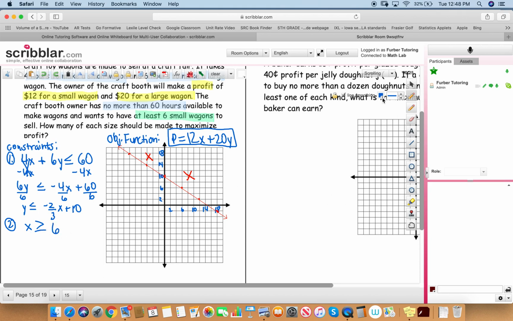That is a vertical line because x is by itself. That's a vertical line. So it's going to pass through 6 on the x-axis. So let me draw in that line as well.